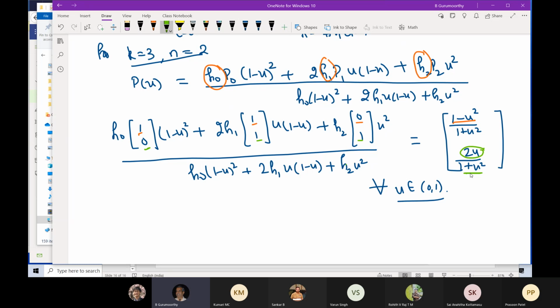So I get three equations, and because it has to be true for all u, for every u, that's when the curves will be identical, right? You can match the powers of u and equate their coefficients and solve for it. Three equations, three unknowns, you will be able to solve for the h0. And indeed, you will get h0 is equal to 1, h1 is equal to 1, and h2 is equal to 2.